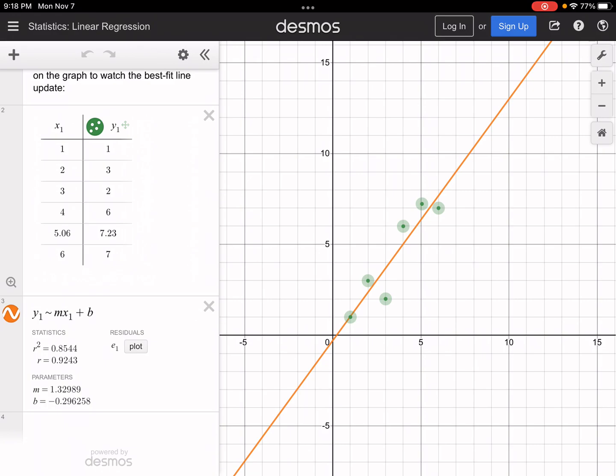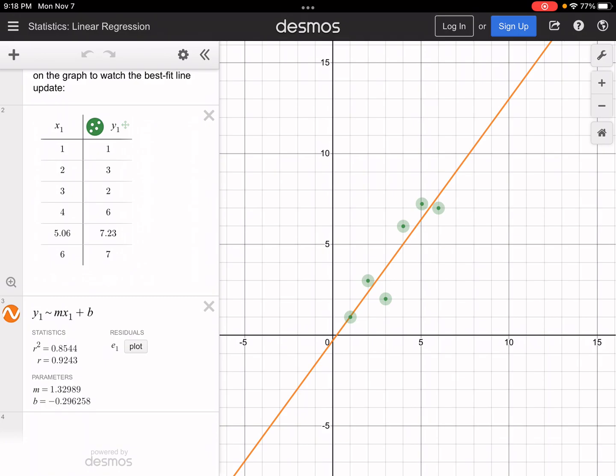And then later we'll talk about this R value. The R value talks about how strong of a predictor it is. It's called the correlation coefficient. And in this case, it is very strong because it is 0.9, which is very close to 1. But that's all in another lesson.